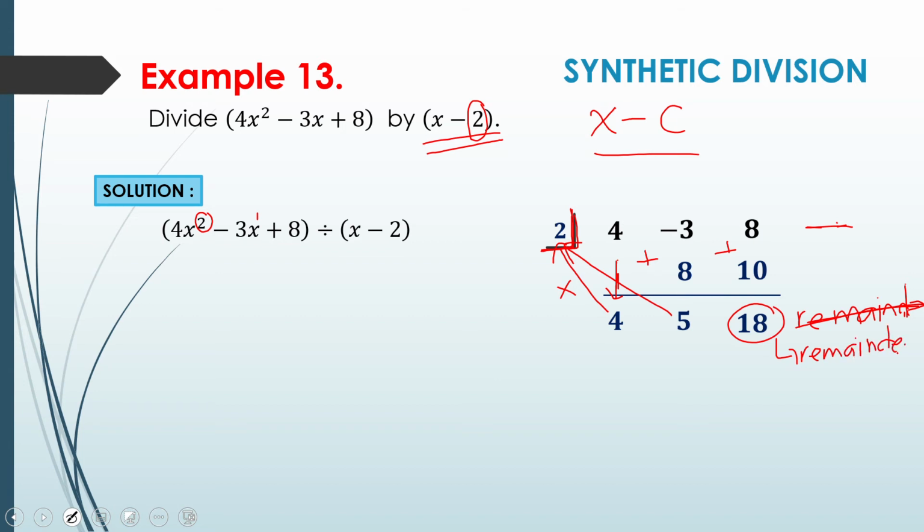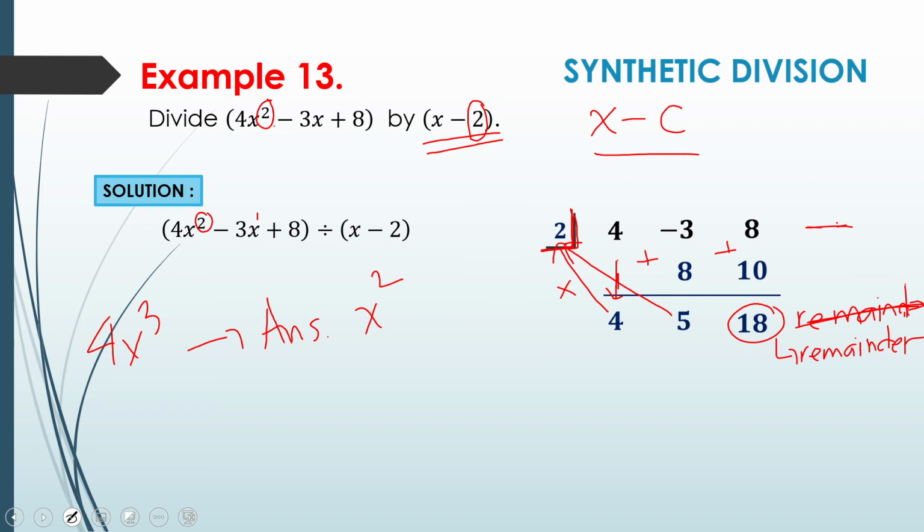Remainder. Now, how are you going to write the answer or the quotient or the answer for division? If the given here is power 2, therefore your answer will be the maximum is power 1. Okay, so remember that. If the given is power 2, so your answer will start with power 1. If the given is power 3, let's say 4x cubed, therefore your answer will start with square.